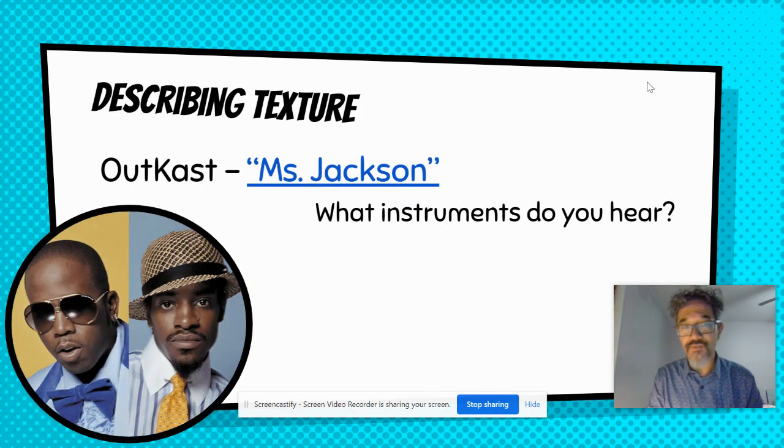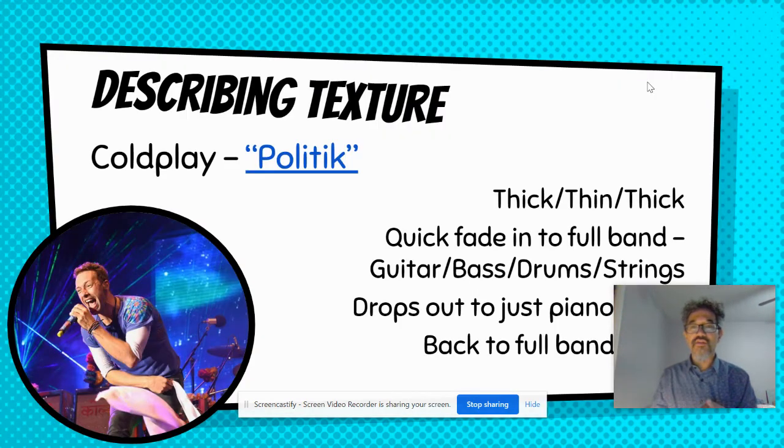We talked about the texture being thick, then thin, then thick again. It quickly fades into the full band, guitar, bass, drums, rock band, and then there's some kind of strings or synthesizer strings in there, right? It's really full, it just hits you over the head. Suddenly everything drops out except piano and voice. Very thin texture then. After that verse, boom, the whole band kicks back in, back to a thick texture, right?